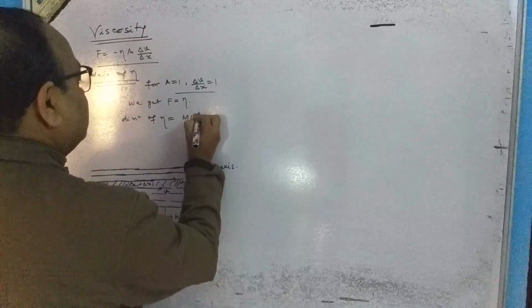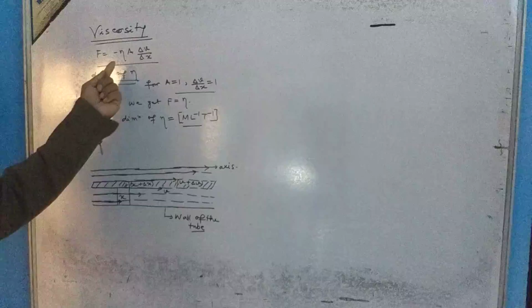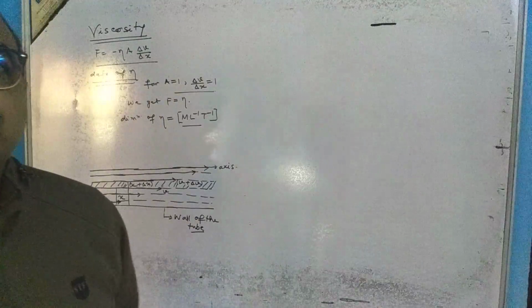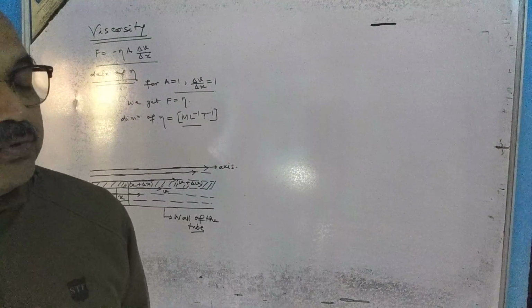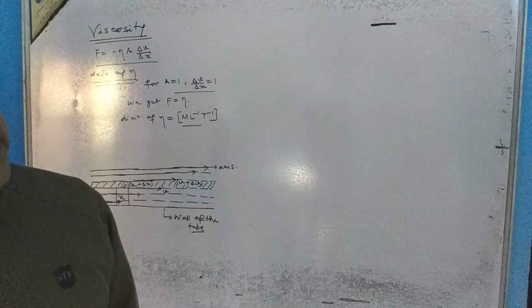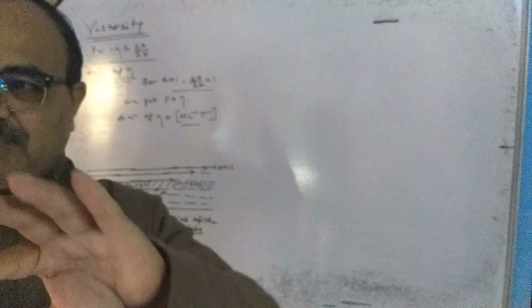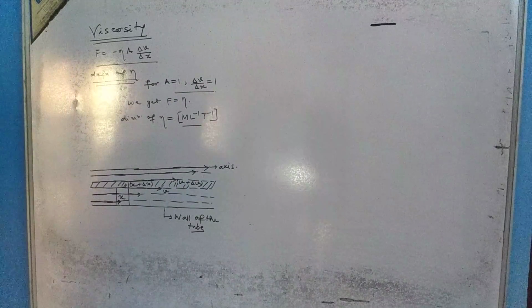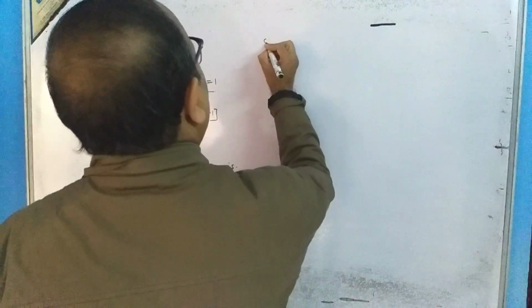And obviously I hope you can find the dimension of eta. It is M L to the power minus 1 T to the power minus 1. I remind you, we have already discussed how to get the dimension of a physical quantity. Apply the formula, put in the dimensions of everything, and we can find the dimension of that particular physical quantity. I hope that you can do it. Fine.